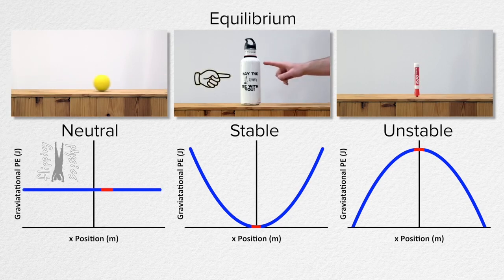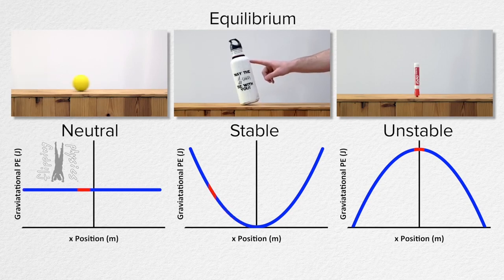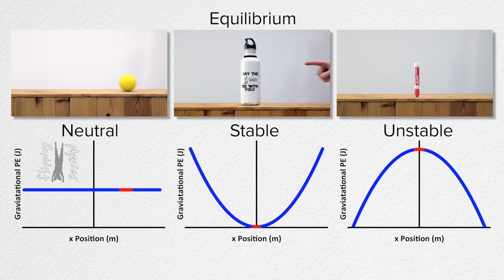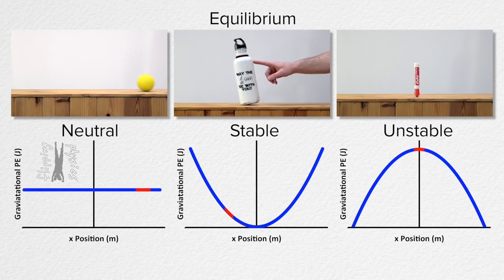This water bottle is in stable equilibrium because its gravitational potential energy increases as its position moves away from the equilibrium position. This is because the center of mass of the water bottle goes up as the position goes away from equilibrium. In other words, the water bottle naturally returns back to the equilibrium position when it loses gravitational potential energy.